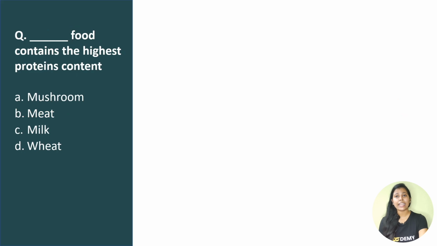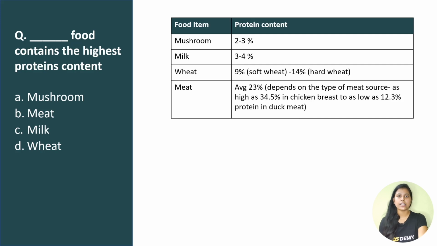Which food contains the highest protein content? The options are mushroom, meat, milk, wheat. Which of the foods contain the highest protein content? You have to answer that. For that, you need to have an idea about how much protein content is there in each food. Although again, it's very simple. You can guess also which of the foods is highly proteinaceous. But let us see in detail how much protein is there in each food.